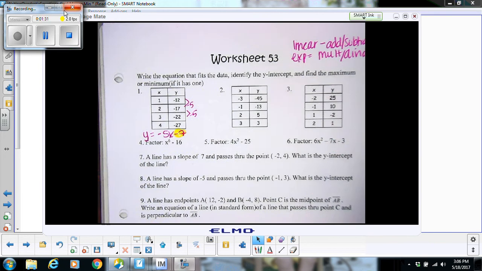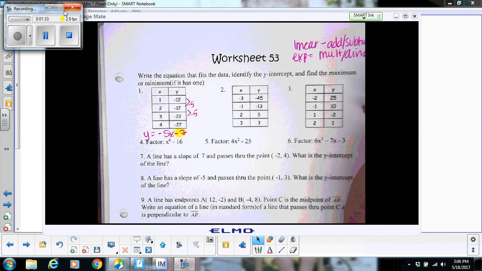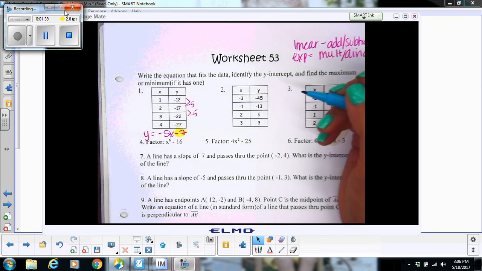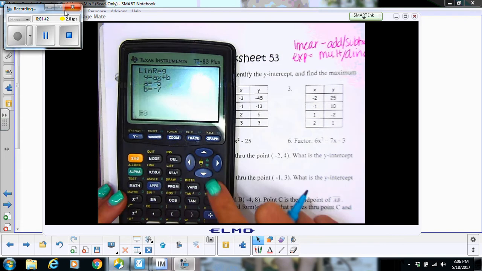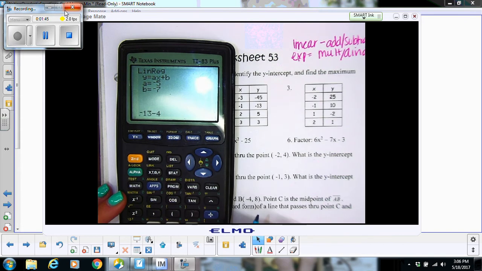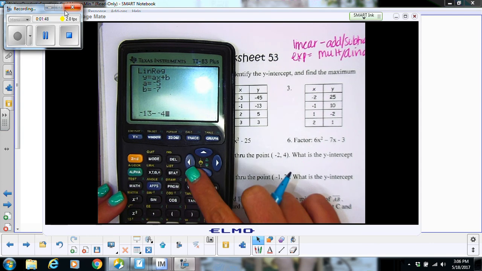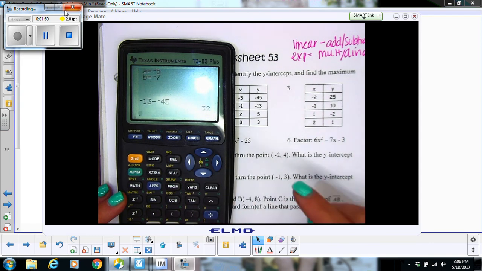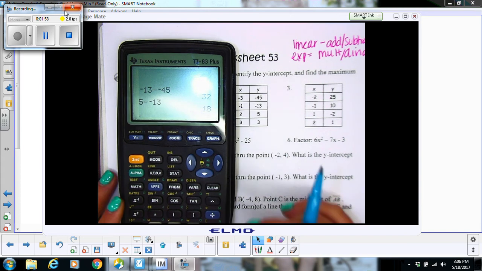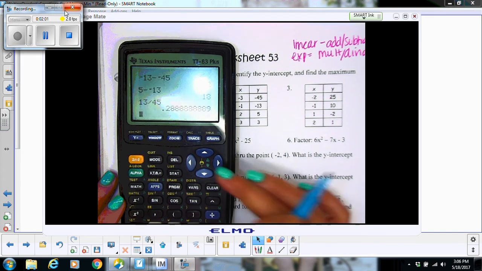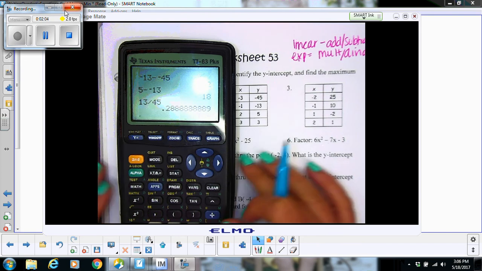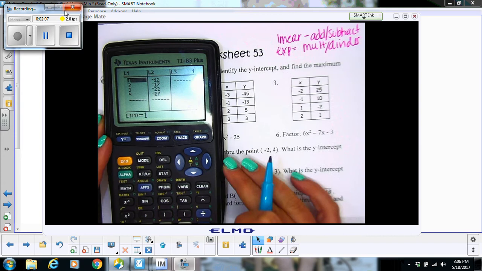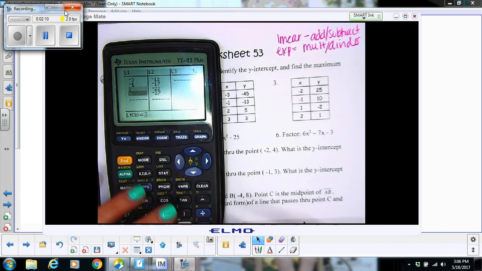For number 2, I can't really tell. Let's see. From negative 5, negative 13 minus 45, minus negative 45, sorry, that gave me 32. And 5 minus negative 13 does not give me 32, so it's not arithmetic. So it wouldn't be linear. And if I did 13 divided by 45, or 5 divided by 13, that's not it either, so this one must be quadratic. So I'm going to stat edit, negative 3, negative 1, 2, and 3.